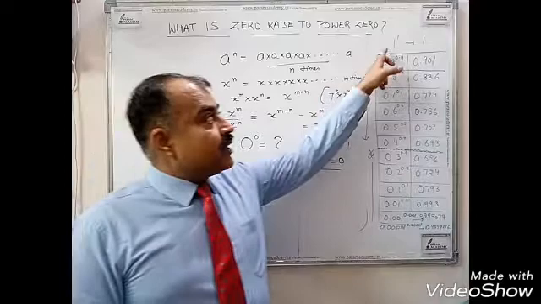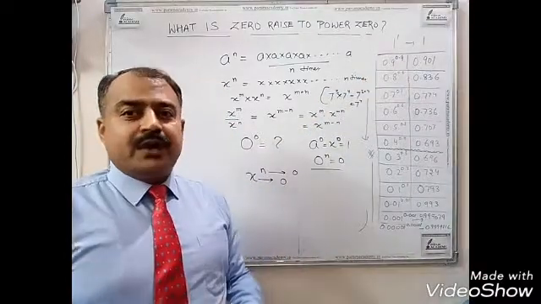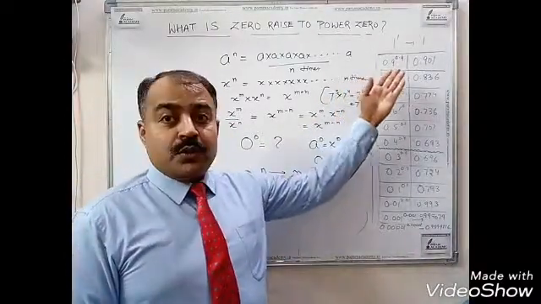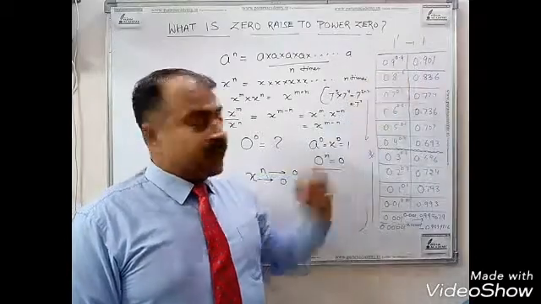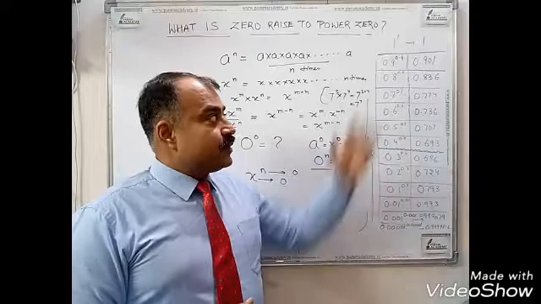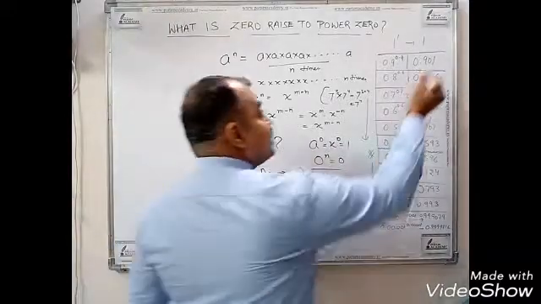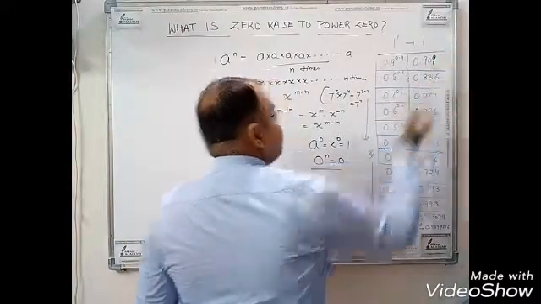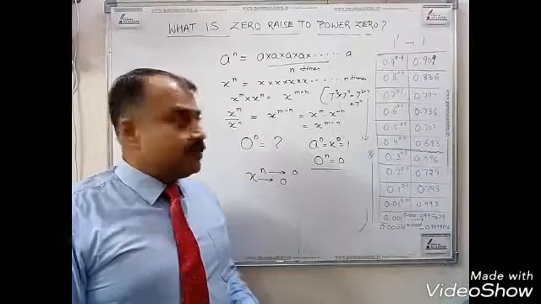Now suppose we have 1 raised to power 1. What exactly is the value? It is 1 raised to power 1 is equal to 1. Now take 0.9 raised to power 0.9. Then its value would be 0.909.